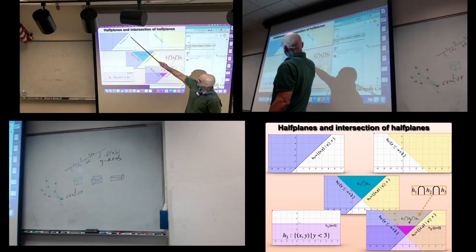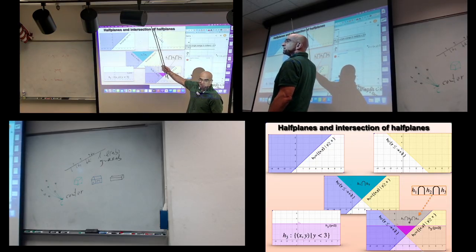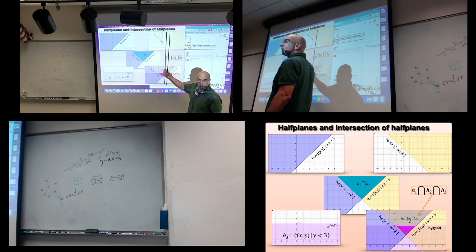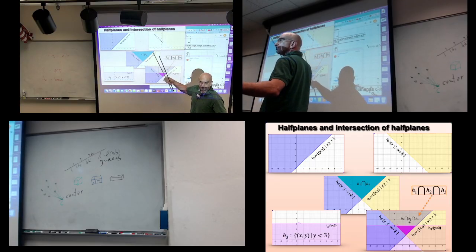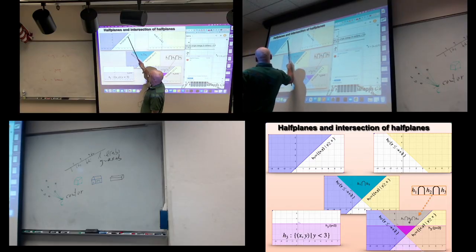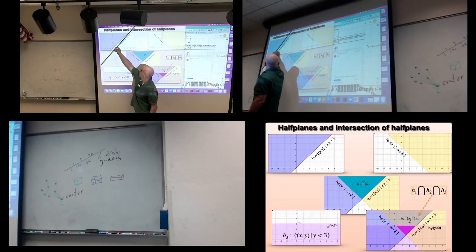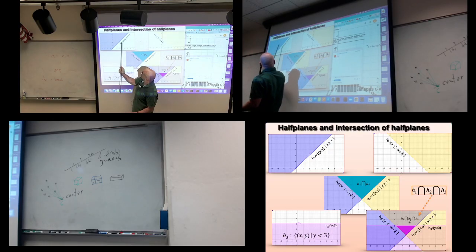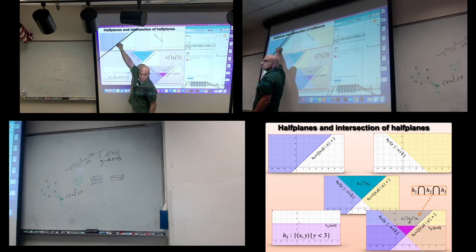That y is larger than x. So first, let's check, where is the line y equals x? Where are all the points for which y equals exactly x? This bounding line is all the points such that y is exactly equal to x. Not larger than, exactly the same. Everybody agrees? This is this line.